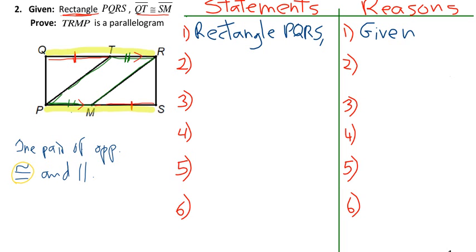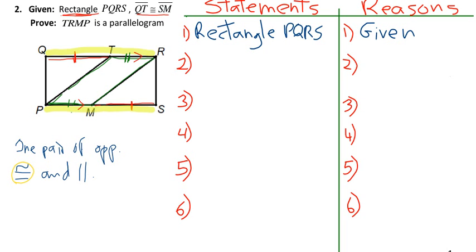I have rectangle PQRS given. I'm not going to put anything else in the first statement, because now I'm going to set up what I need in order to do the subtraction to get TR congruent to PM. And so I have to say what is it that I'm going to subtract. I'm going to subtract QR minus QT, sorry, in order to get TR.